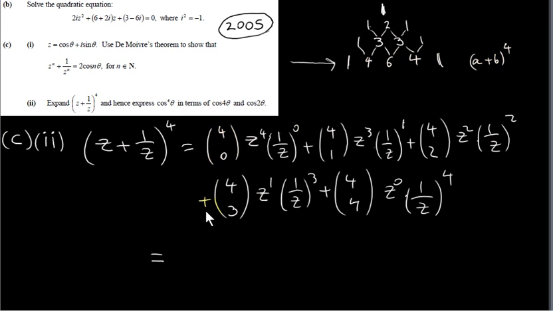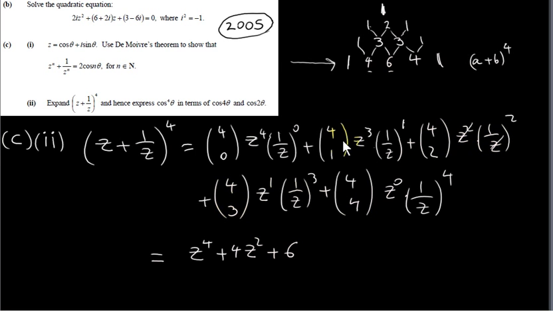So 4c0 is 1. So we have 1 times z to the 4 times 1 over z to the power of 0. Well, that just gives us z to the power of 4. 4c1 is 4. So we have 4 times z cubed times 1 over z. So one of the z's cancel. So we get 4z squared. Then we have 4c2, which is 6. So we have 6 times z squared times 1 over z squared. That just gives us 6. The z squareds cancel out here.